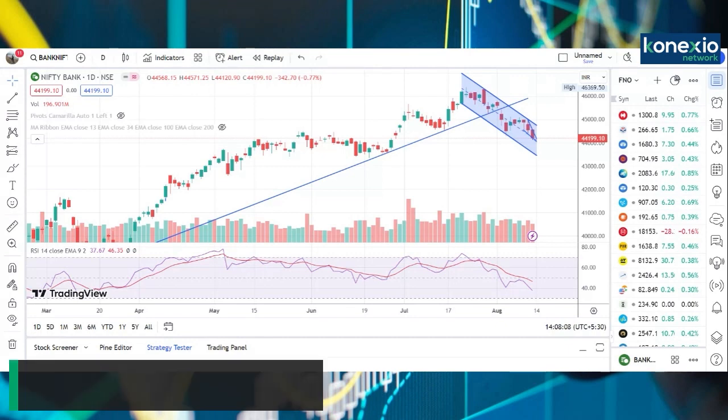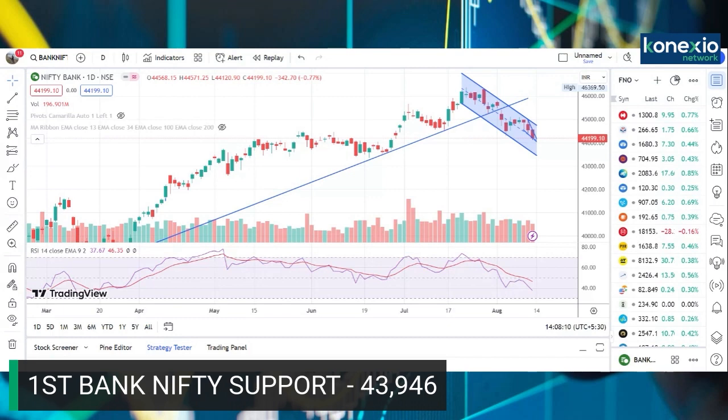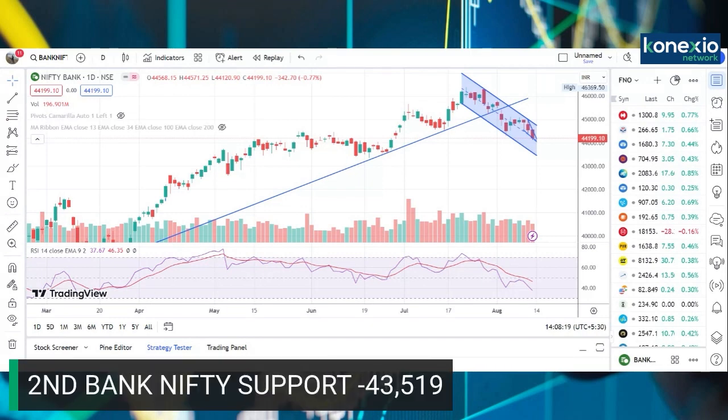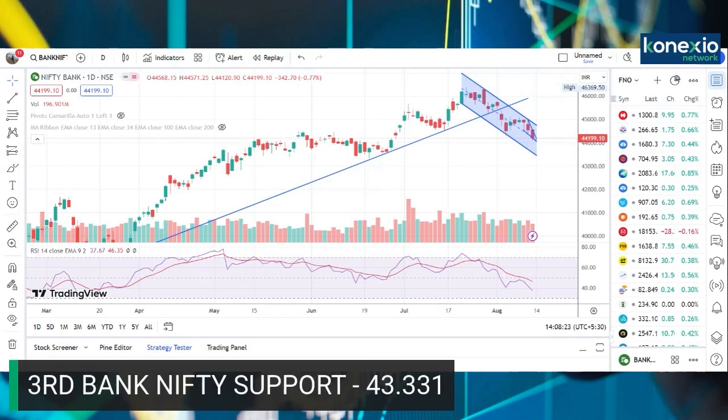The first support in the Bank Nifty is placed at 43,946. Below that, the second support is placed at 43,519, and third support is placed at 43,331. These are the important supports in Bank Nifty for the next week.